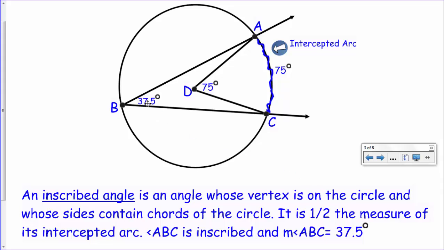The measure of the inscribed angle is exactly half the measure of what's called the intercepted arc. The intercepted arc is the piece of the circle that's inside of the angle, where the angle meets the circle itself. So here I have angle ABC is an inscribed angle, and the measure of angle ABC is 37.5 degrees because its arc is 75, and half of the arc, which is 37.5, is the angle measure. The central angle, just to do a comparison, is also 75 degrees. So this is central, this is inscribed.